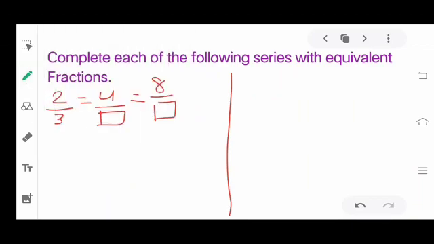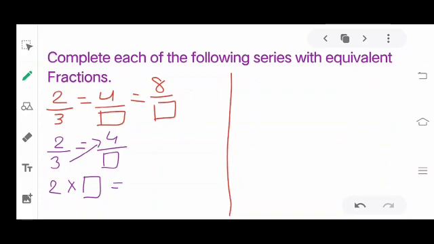Students, you can see the first one is 2 upon 3 equal to 4 upon a missing denominator. So what do we have to do? We have to do cross multiplication. You can see here 2 into the number, I don't know. So the second number is, we have to take this way: 4 into 3. Now tell me what is the answer.